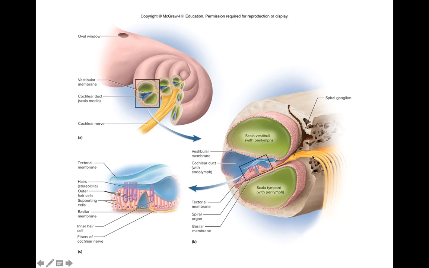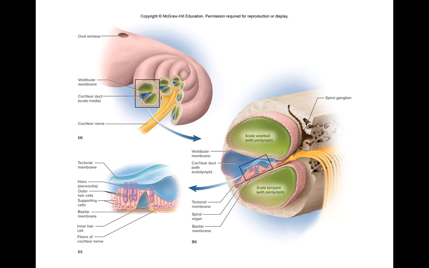Now, here are the fibers that make up the cochlear portion of the vestibulocochlear nerve. Running along the entire length of the cochlea, you have fibers coming in, and they are going to be associated with the spiral organ. So that's what we're looking at right here. They come in and they're going to attach to hair cells. The hair cells have these projections called stereocilia that stick up, and they're in contact with a gelatinous membrane called the tectorial membrane. You can see it sticks out right there.